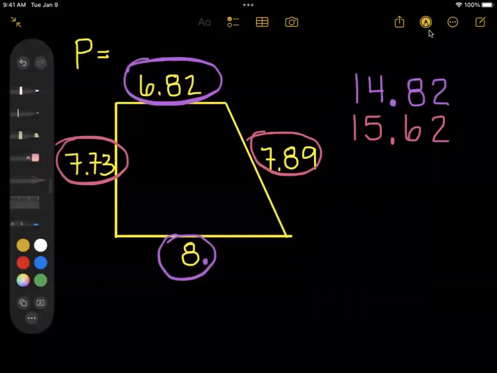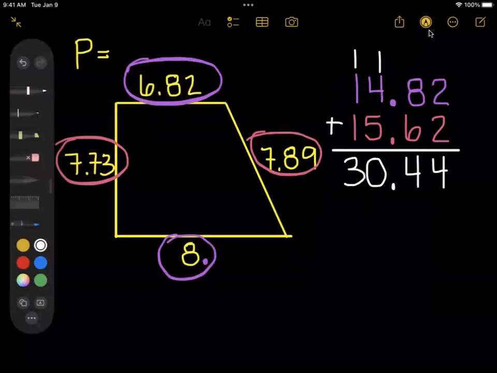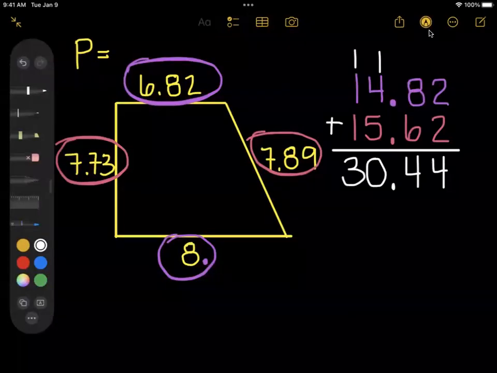Now, if you're just doing this on paper, all you have to do is rewrite the numbers. Just make sure that the decimals are lined up. Now I'm going to put the decimal right here under that for my answer. 2 plus 2 is 4. 8 plus 6 is 14. So 4 here and 1 here. 1 plus 4 is 5. 5 plus 5 is 10. So I would put a 0 here and regroup the 1. Now 1 plus 1 plus 1 is 3. So the perimeter of this shape would be 30.44.